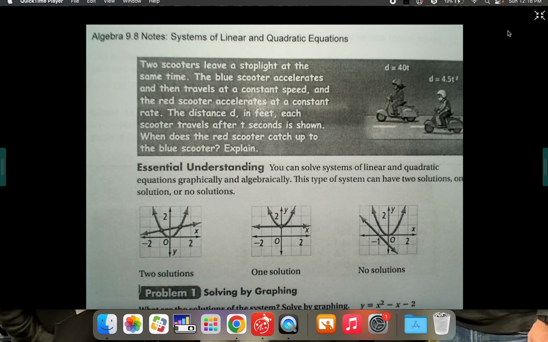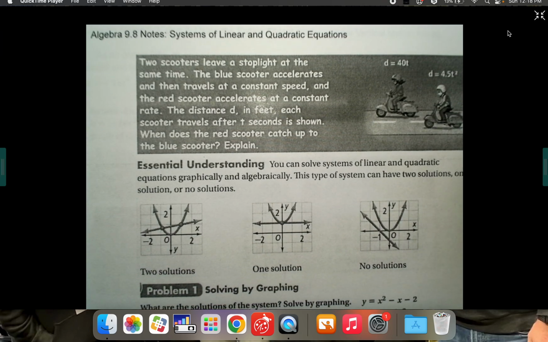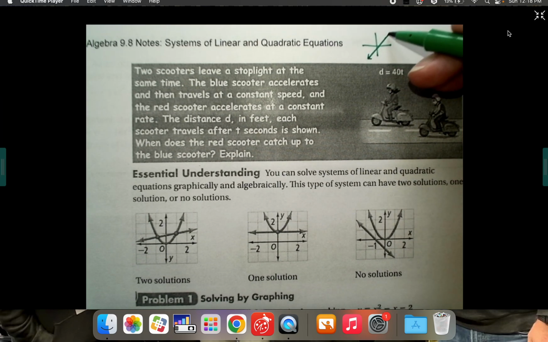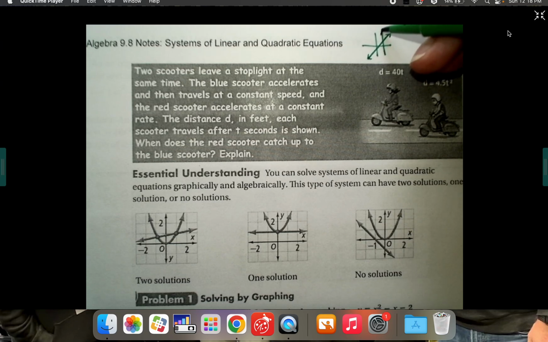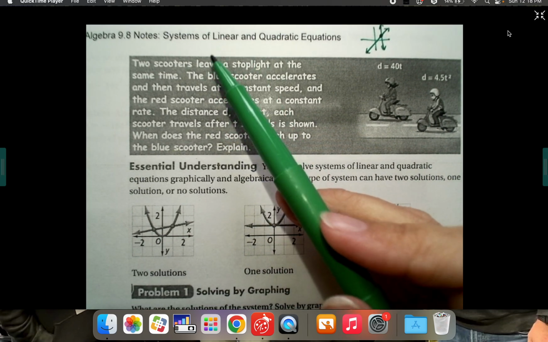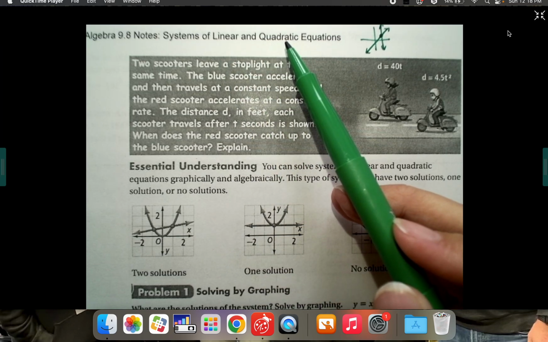All right, for Algebra 9.8 notes, we are going to learn really quickly the system of linear and quadratic equations. We've done systems of equations before, but if you remember, it was where one line that was linear intersected another linear line, and we found where they intersected. Their point was their solution. This is the same thing, except now we have one that's linear and one that's quadratic.